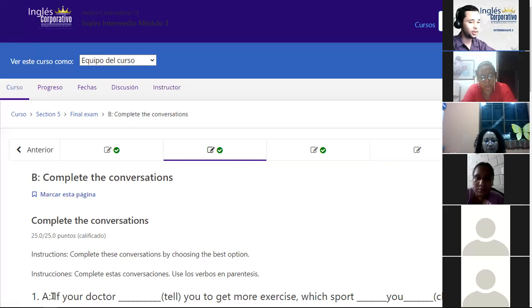Entonces tenemos acá, a ver quién nos ayuda resolviendo esta nada más para tomarla como ejemplo. If a doctor, who wants to try?